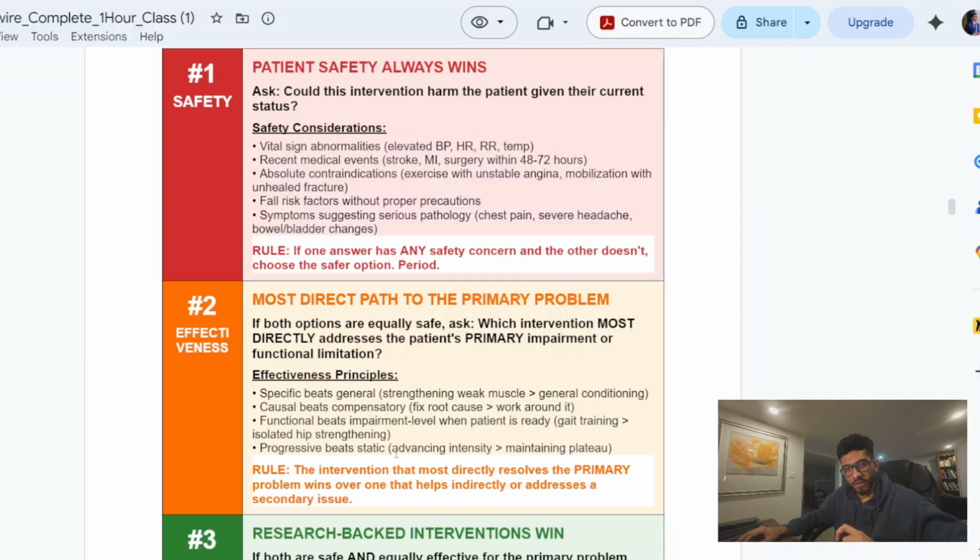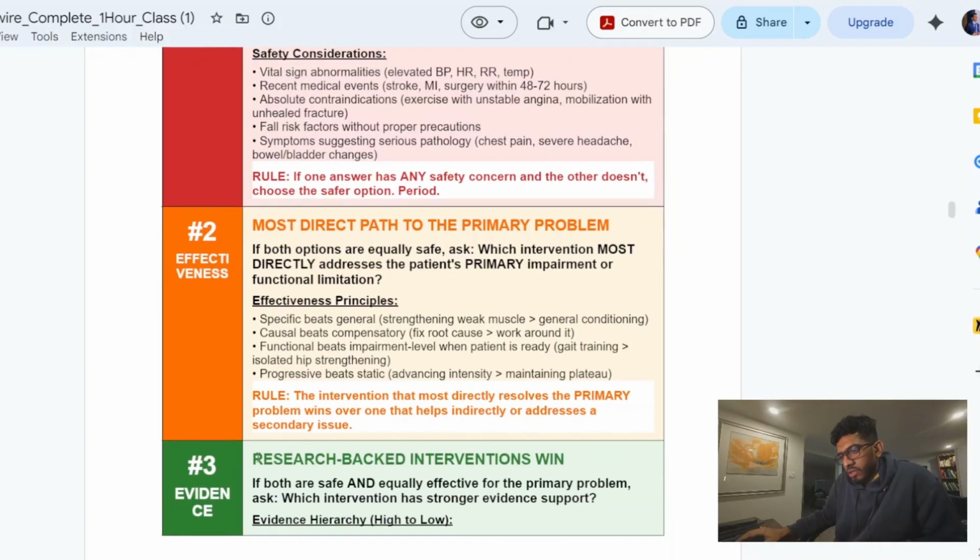Progressive beats static. Advancing intensity more than maintaining plateau. So the idea here is that an intervention that most directly resolves the primary problem wins over one that helps indirectly or addresses a secondary issue. So it's always looking into what is the safest option and what is the easiest, most direct path to address that concern, right?